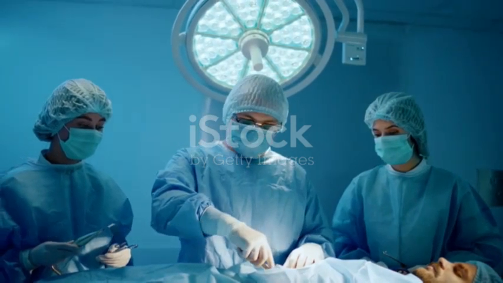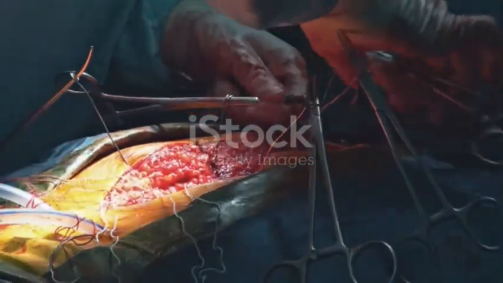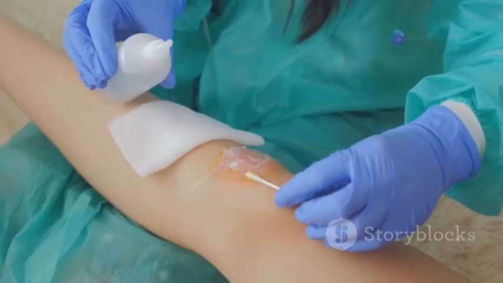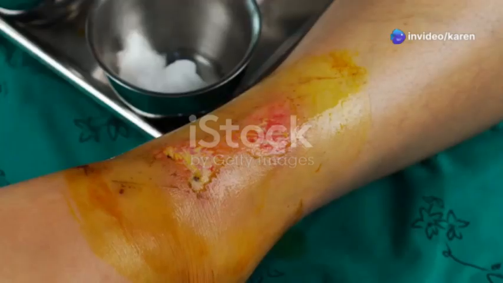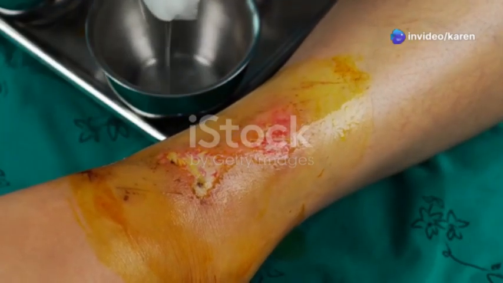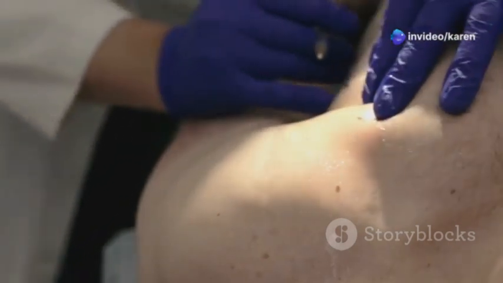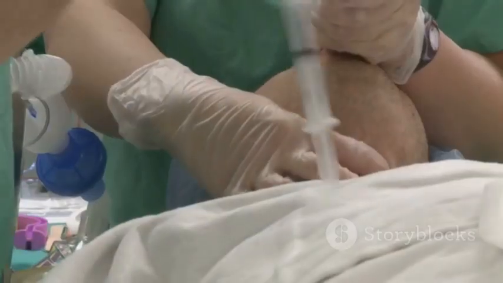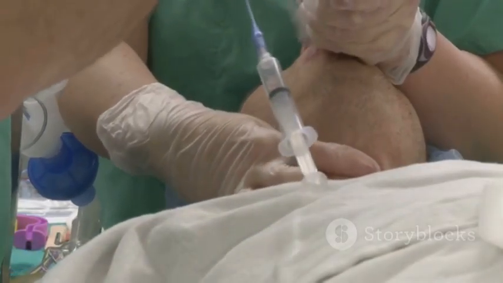Wound suturing is a multi-step procedure that requires precision and care. The first step is to clean and disinfect the wound. This removes any debris or bacteria. Next, a local anesthetic is injected around the wound. This numbs the area and minimizes pain for the patient.